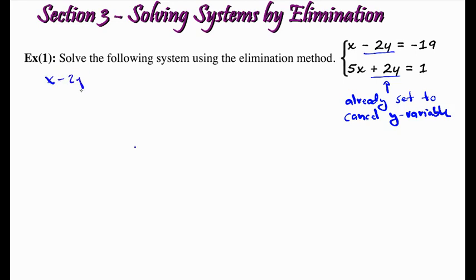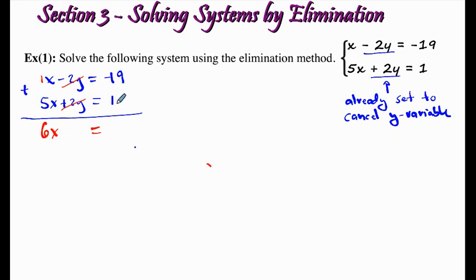x minus 2y equals -19 over 5x plus 2y equals 1. If we add these two equations together, we have 1x plus 5x, which is 6x. -2y and +2y give us 0y, so they cancel out. And -19 plus 1 is -18. And when we divide both sides by 6, we get x is equal to -3.